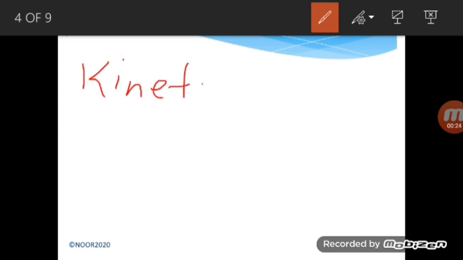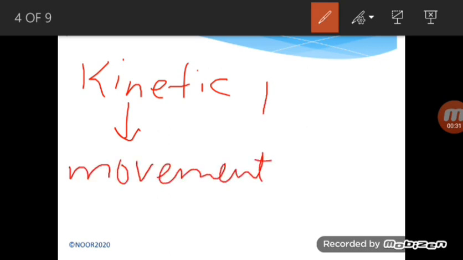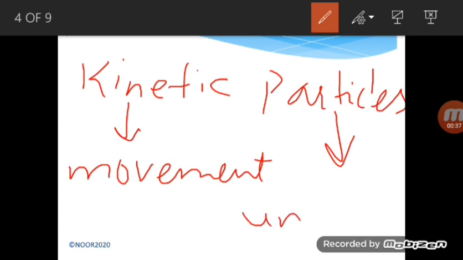So kinetic means movement, whereas particles means units or small entities, and theory is a statement. So basically it's a theory of small particles moving. If we understand how these particles move and how these particles are actually arranged, then we have essentially understood the entire topic of KPT, which is kinetic particle theory.